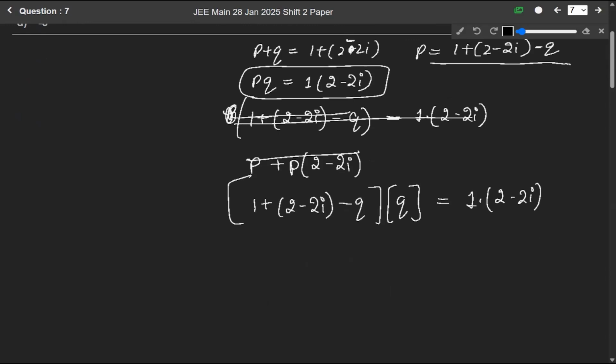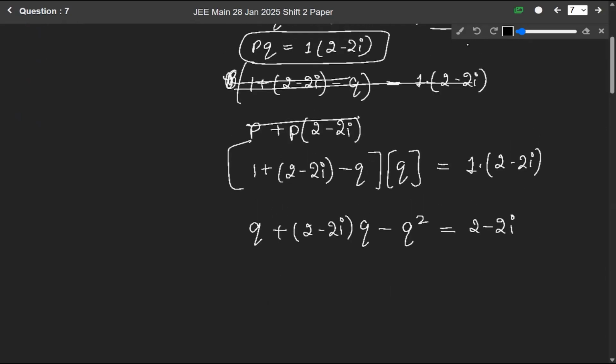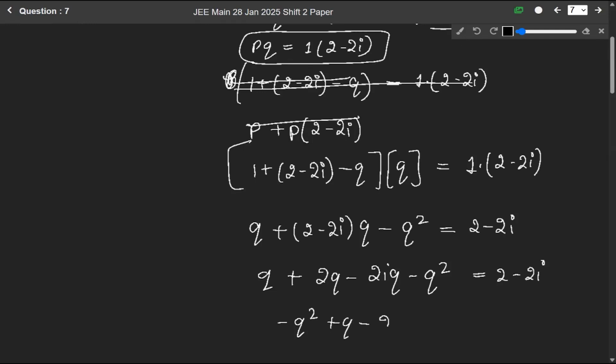Now, when we solve it, we get q plus 2 minus 2i q minus q square. It will be equal to 2 minus 2i. Okay. So this will be equal to q plus 2q minus 2iq minus q square equals 2 minus 2i. So when we write it as the quadratic equation, we get minus q square plus q minus 2 will be equal to 2iq.